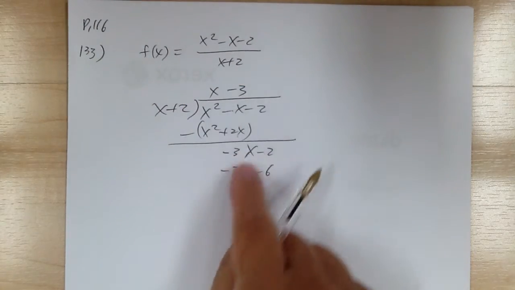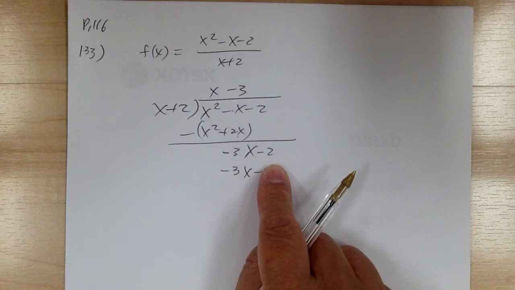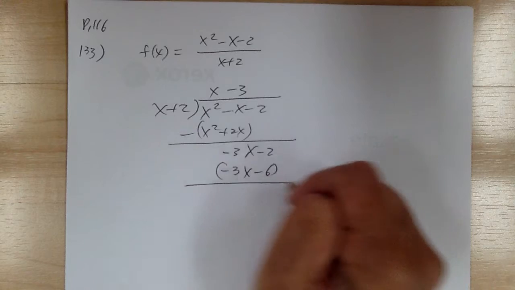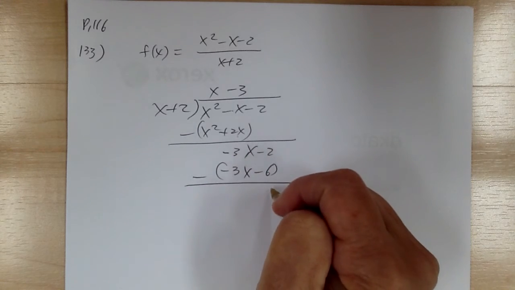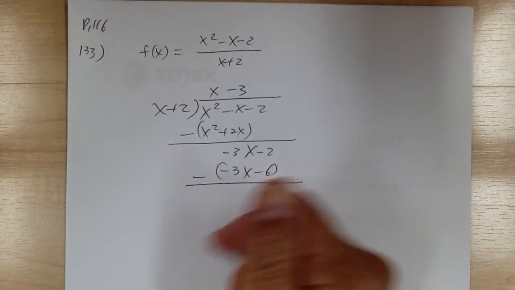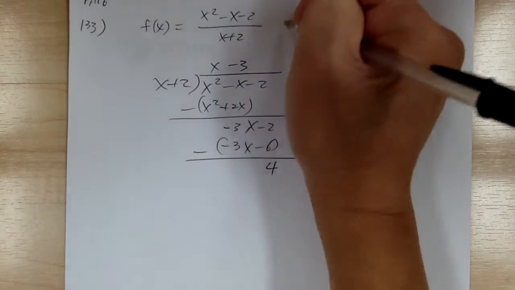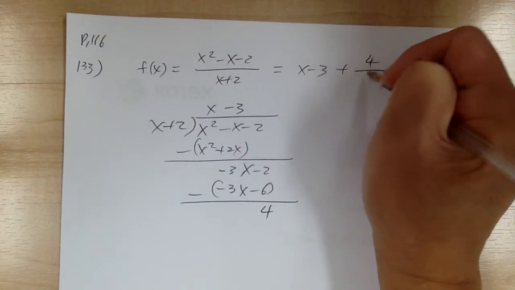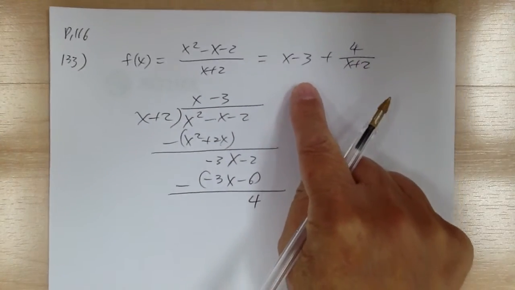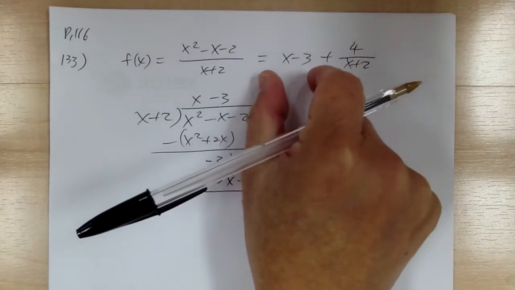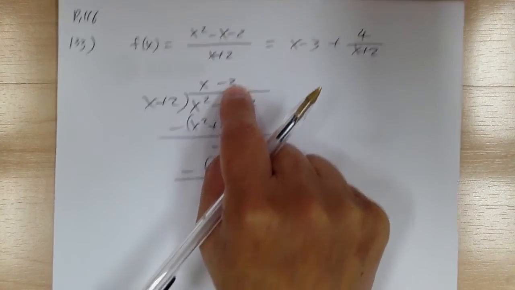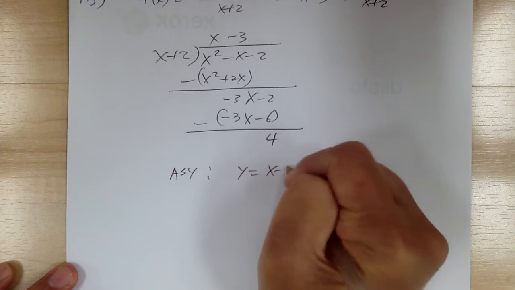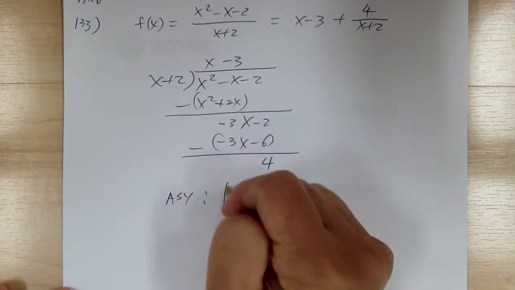By the way, once you get over here, you don't even have to do this. This is only when you want to find the entire equation. But this will be your asymptote already. So minus, so this becomes 4. So this equation will equal x minus 3 plus 4 over x plus 2. So this is the entire graph, but the part of your quotient is your asymptote. So again, your slant asymptote would be y equals x minus 3. So your quotient is your asymptote.